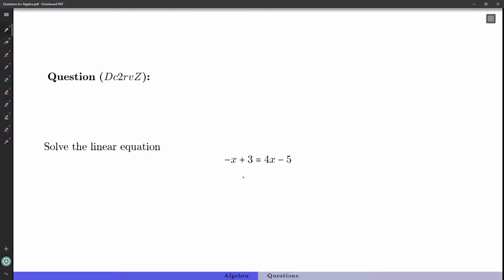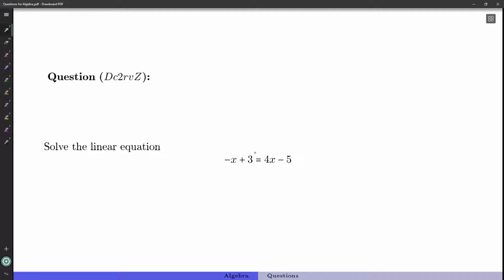Solve the linear equation minus x plus 3 is equal to 4x minus 5. Okay, so we're going to first want to use our algebra skills to get all the x's onto one side. We could get everything onto one side if we wanted to, because there's a nice, neat little formula that we might use to talk about the solution.